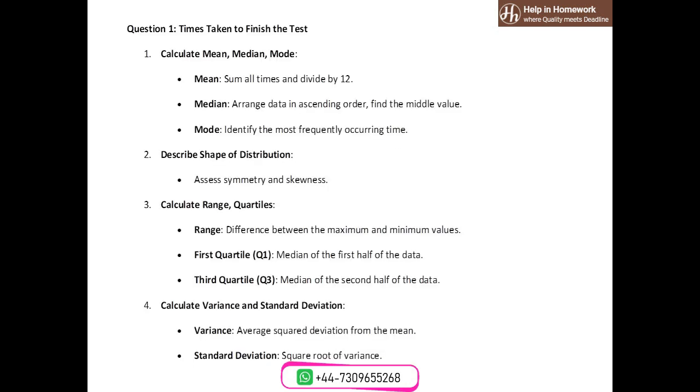Summary of solution process. Question 1. Times taken to finish the test. Calculate the mean, median, and mode of times, determine the range, Q1, Q3, and compute the variance and standard deviation.